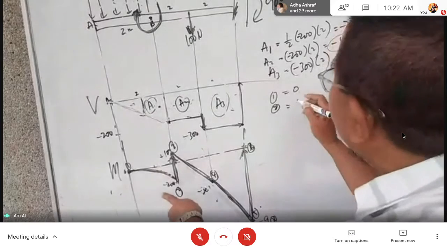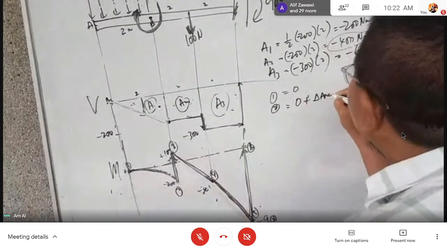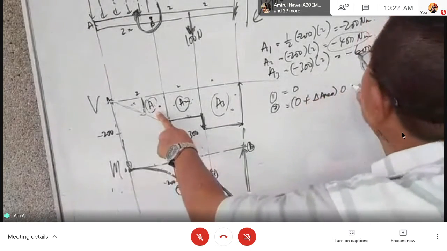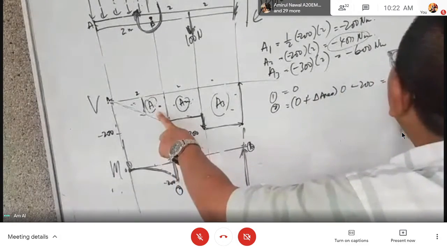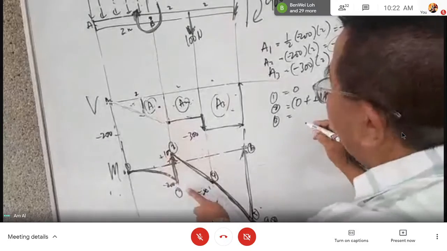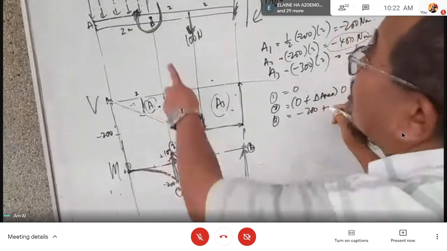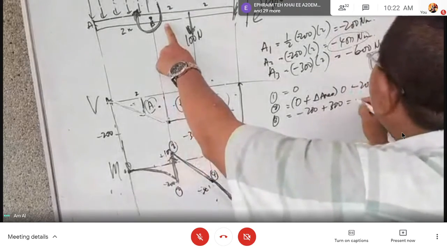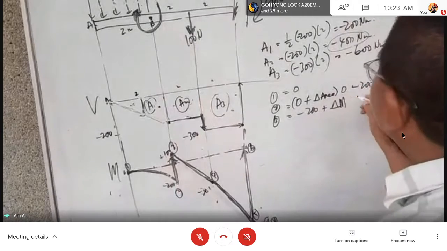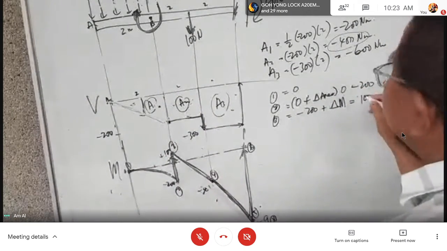Point 2 must equal 0 plus the change in area. So what do you have there? 0, and the change in area is minus 200, so it equals minus 200. Show that one. And point 3? Point 2, minus 200, plus the moment there, 300, is equal to 100. This is the change in moment, so you have a plus 100.